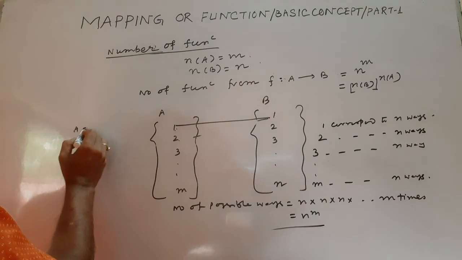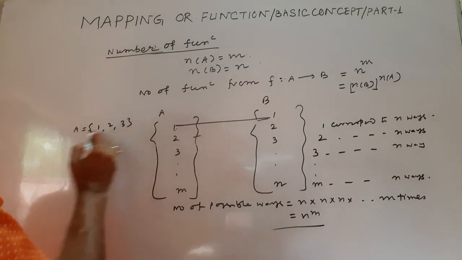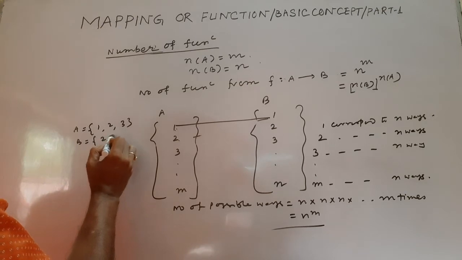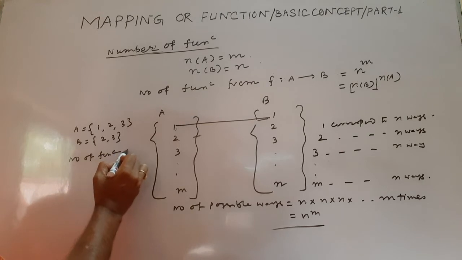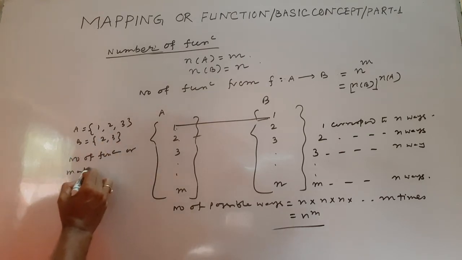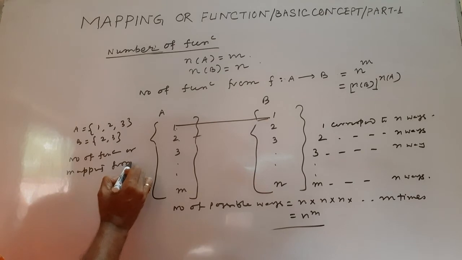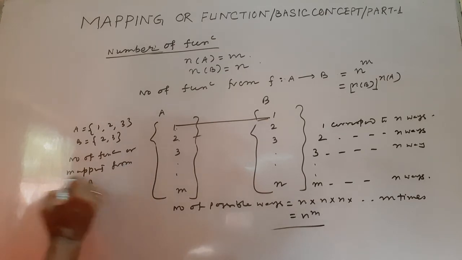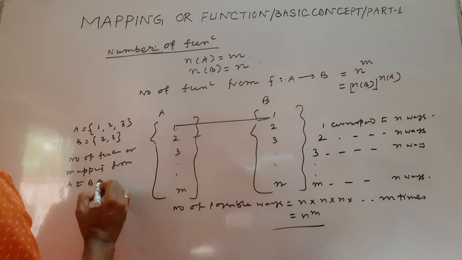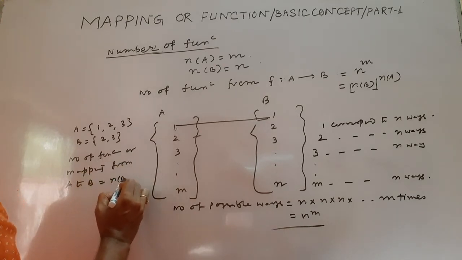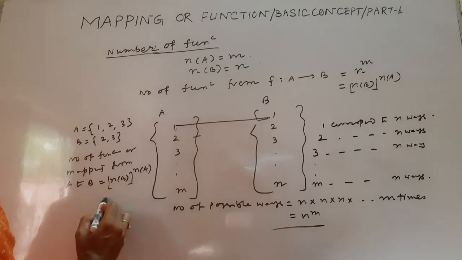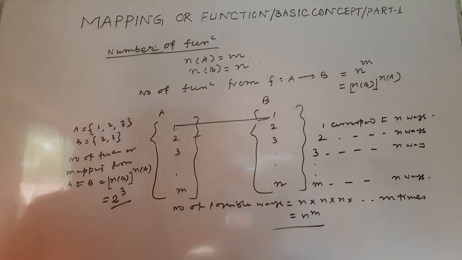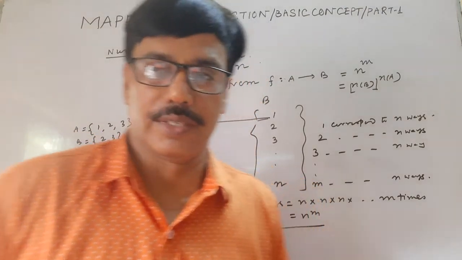Now an application. A equals {1, 2, 3}, B equals {2, 3}. For short questions, the number of functions or mappings from A to B is n(B) to the power n(A). So 2 to the power 3, that is 8, is the number of functions.